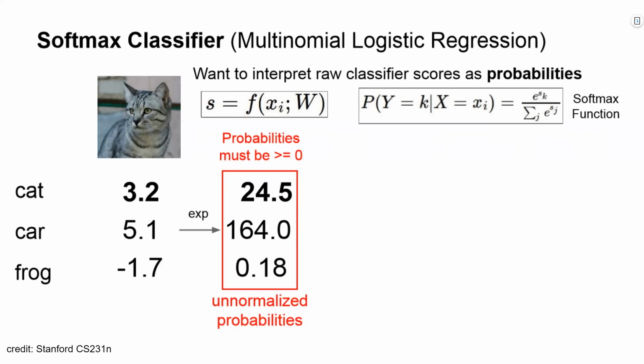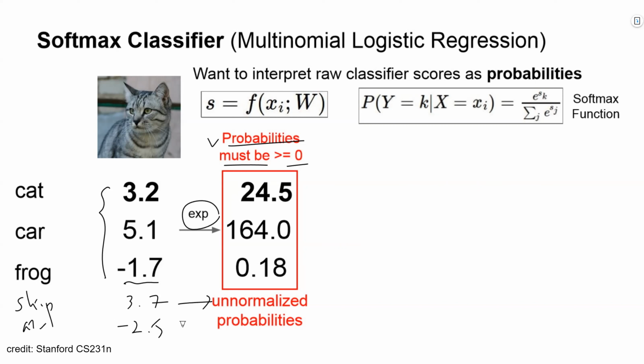First of all, probabilities must be larger than or equal to 0. And here we have some minus numbers. To achieve this goal, we are going to exponentiate all these three numbers. If you have other classes like ship or airplane, with some numbers like 3.7 or minus 2.5, we are going to exponentiate these numbers as well. And after this process, all the numbers become positive.